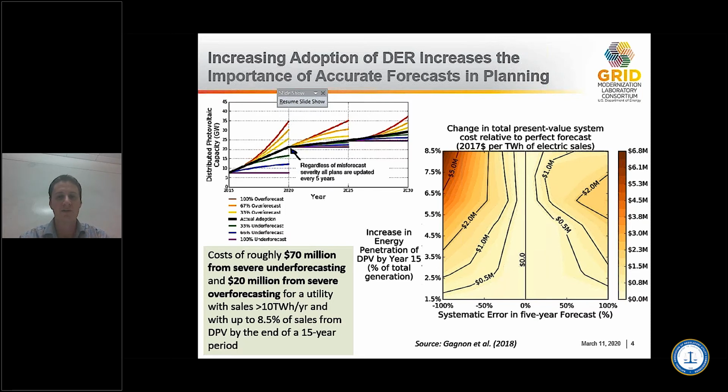If we're under forecasting, that means that we overbuilt the system beyond what was strictly needed from a cost minimization point of view. So this study looked at the benefits of improved forecasts and the cost of forecast error, and the cost of forecast error can be quite high. It can range from 70 million for severe under forecasting to 20 million. This is for a prototypical utility that has 10 terawatt hours of sales per year, assuming a baseline level of DPV penetration of around 8.5%. So the value of forecasting is high. It's not infinite and it's not zero, but we should think about how we can improve our forecasts and better incorporate them into the planning process.